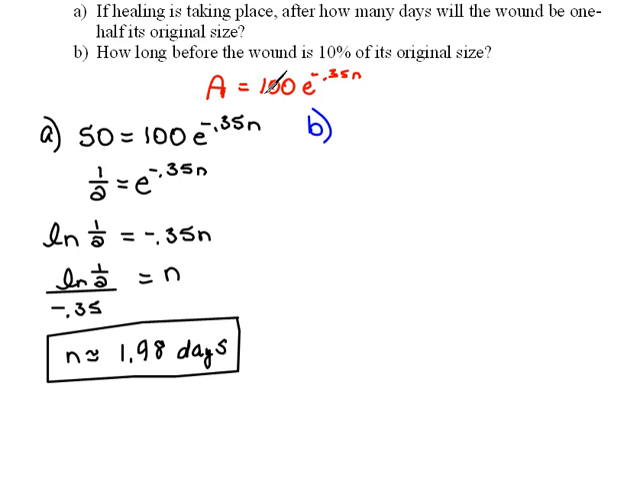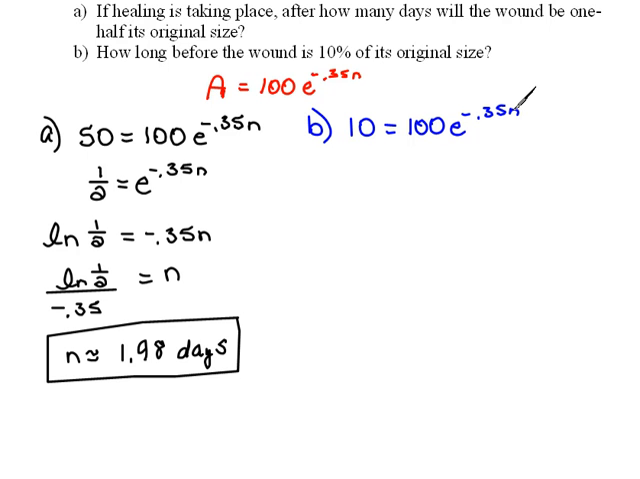Well, remember when we rewrote our formula, we said the area after time will equal 100, because that was its original size, e to the negative 0.35 n power. If it started out as 100 square millimeters, and we're going to end up at 10% of that, 10% of 100 is 10. So that makes our function look like 10 equals 100 e to the negative 0.35 n power. Now the only variable here is the number of days, and that's exactly what they're asking us. How long before this happens?